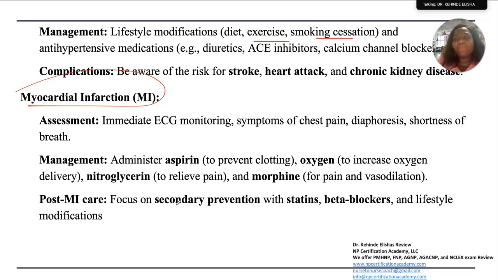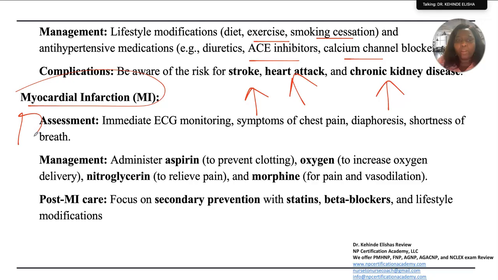Usually, what do we prescribe for somebody with hypertension? ACE inhibitors, calcium channel blockers, and so on and so forth. When somebody has hypertension, what do you want to monitor and watch them for? You want to ensure they don't have a stroke, heart attack, or what? CKD, because it's a possibility that you're going to end up having this end organ damage.